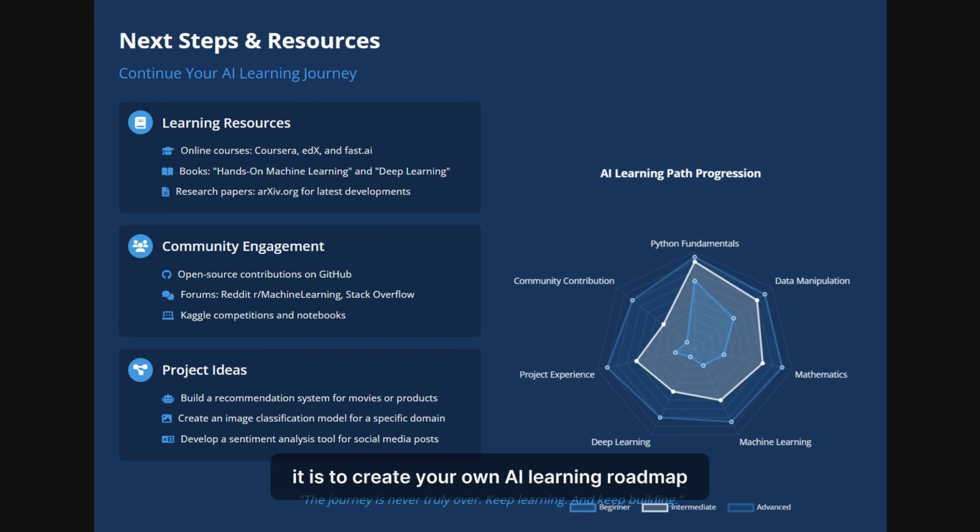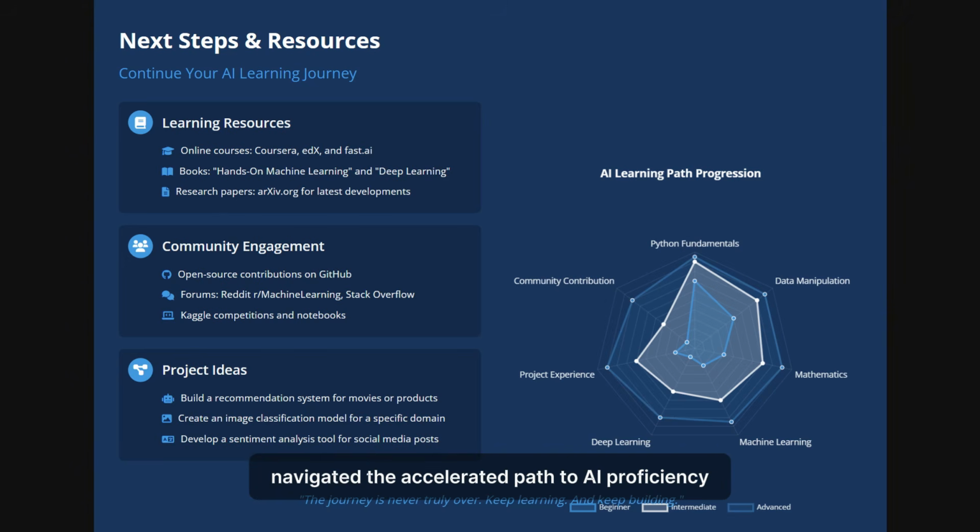It is to create your own AI learning roadmap for the next 6 to 12 months. A great plan would be specific and actionable. My goal is to specialize in NLP. For the first 3 months, I will complete the Hugging Face course and fine-tune a BERT model. For the next 3, I will read the original Attention is All You Need paper and build a simple transformer from scratch. In the final 6 months, my goal is to make a small contribution to an open-source NLP library.